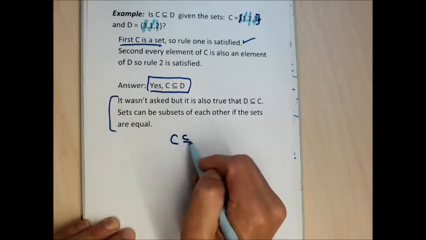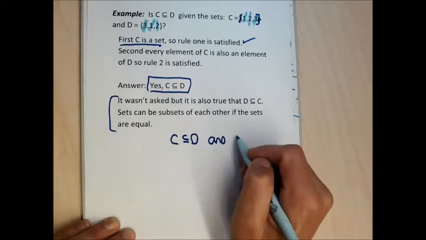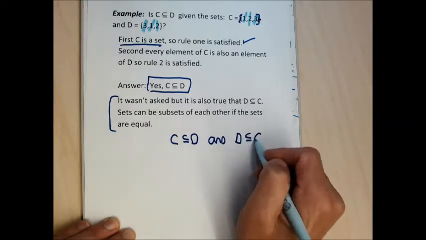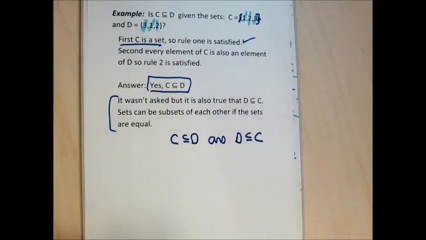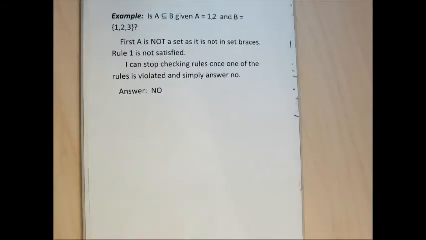For these two sets, C is a subset of D, and D is a subset of C. Both statements would be true statements. One more example, and then we'll move on to the proper subset.